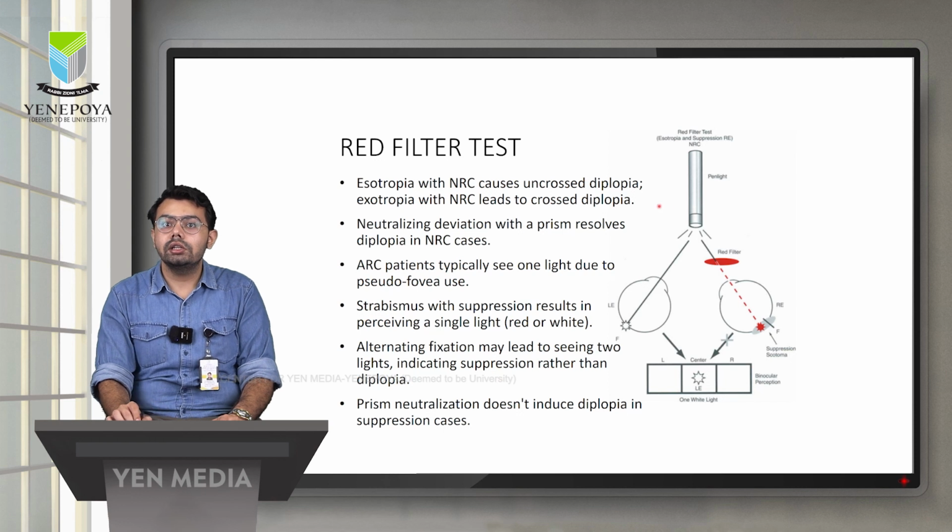So in this condition, we see that the right eye is having esotropia, and we have put a red filter. This image is falling within the suppressive scotoma, that may be 4 degrees or 6 degrees. That's why the image from the right eye is suppressed, and the patient will see only one image, that will be from the left eye. So the patient sees only one white light.